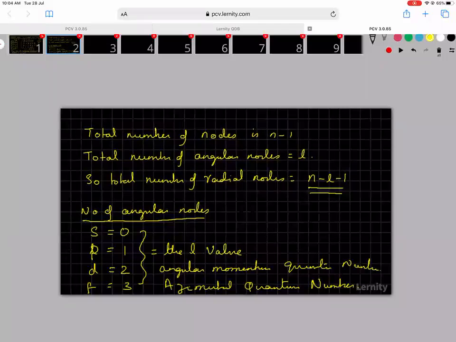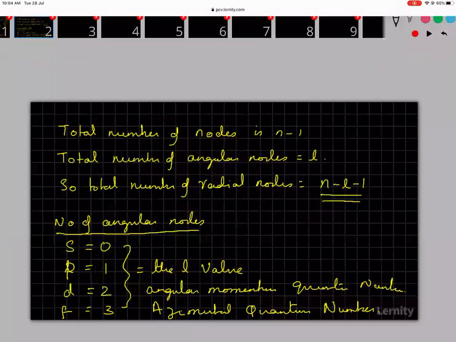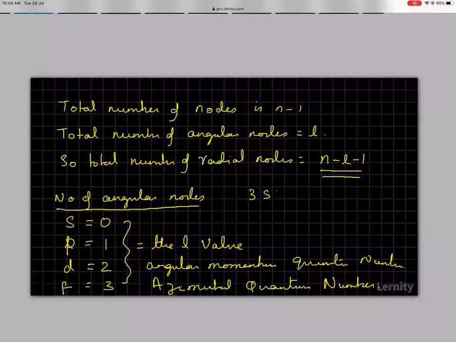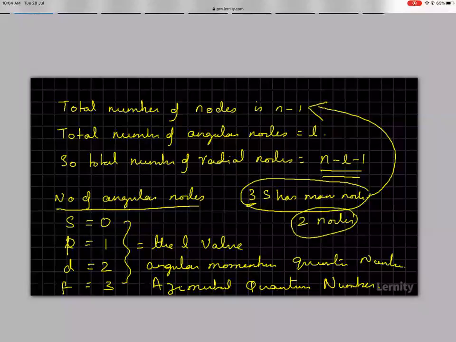The question is, they will ask you, S has how many? 3S. 3S has how many nodes? So here n minus 1. So n is 3. 3 minus 1. 2 nodes. Are these radial nodes or angular nodes? S has 0 angular nodes. So these are both radial nodes. That is the kind of question which you will be asked in the exam.